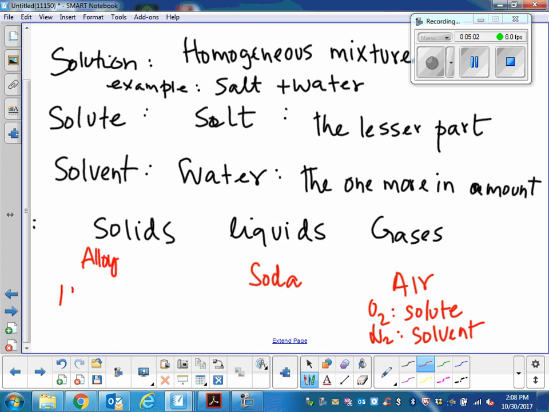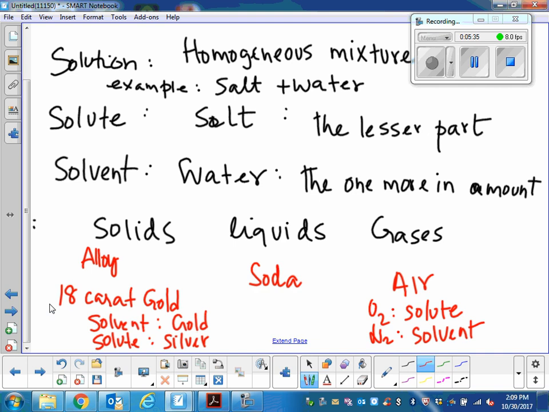Have you heard of 18 karat gold? So what does 18 karat gold contain? Silver and gold. So in 18 karat gold, what is the solvent? Gold. The solvent is gold. And what is the solute? Silver. Silver is in lesser amount, gold is in more amount.